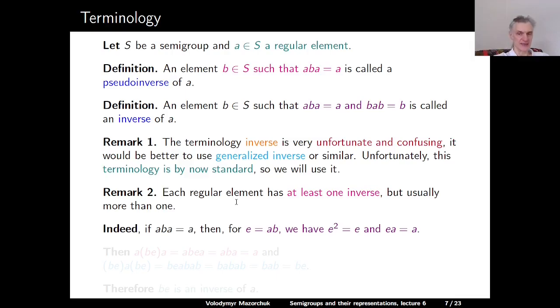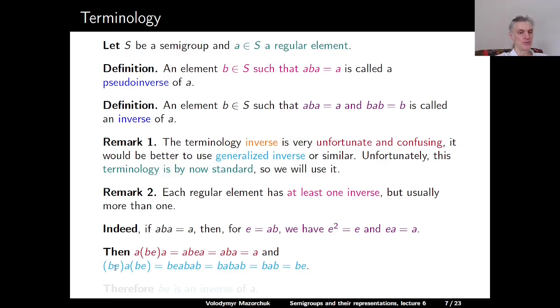So let's show that each regular element has at least one inverse. So if A is a regular element and ABA is equal to A, then we can take the idempotent E equal to AB. So that's an idempotent, so E squared is equal to E. And we also saw that EA is equal to A for this E. And then A times BE times A is equal to ABEA. EA collapses to A, so we get ABA, which is equal to A. So BE is a pseudo-inverse of A.